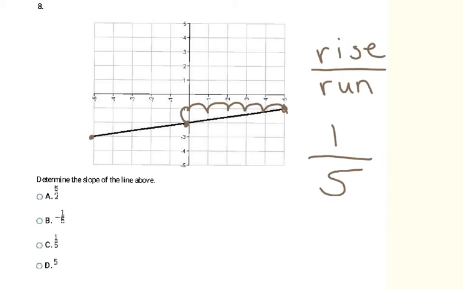And once again, this is the part that people often forget. You want to think about, is this a downhill line, negative slope, or uphill line, positive slope? This one is slowly increasing, so it's going to be a positive slope. 1 over 5 is my answer. So my answer here is going to be letter C.